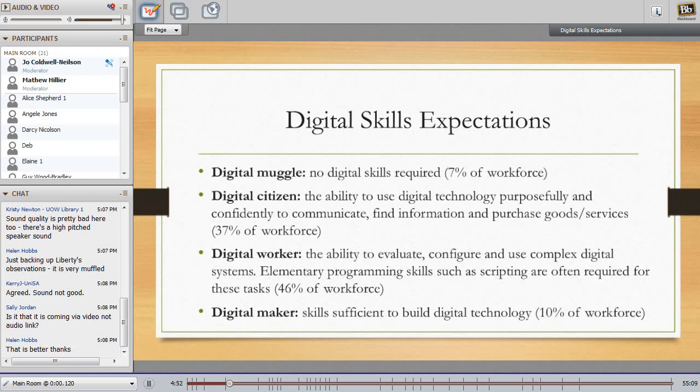So according to the Foundation for Young Australians, it's estimated that over half of Australian workers will need to be able to use, configure or build digital systems in the next 2 to 3 years.